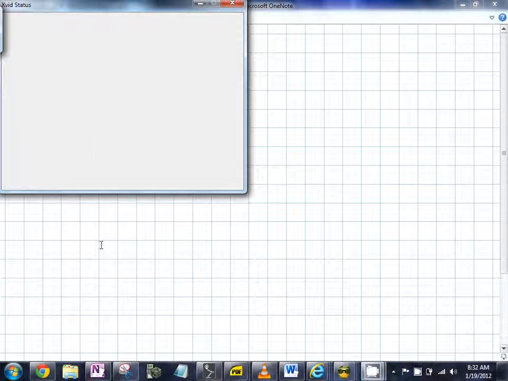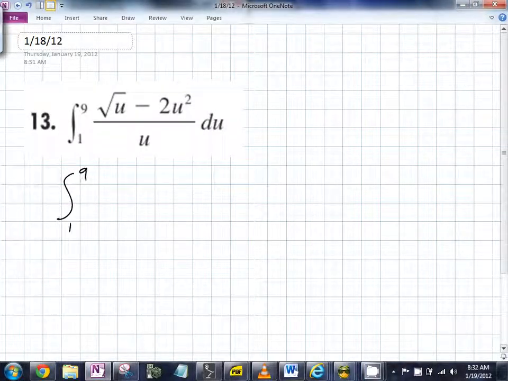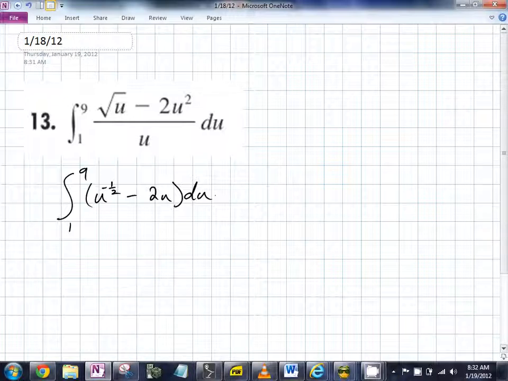From 1 to 9 of u to the negative 1/2 minus 2u du. The square root of u divided by u is u to the negative 1/2. Negative 2u squared over u is equal to negative 2u. So now you integrate, and what do you get? 2u to the 1/2 minus u squared, and you're evaluating that from 1 to 9.